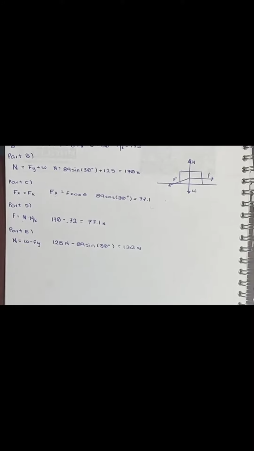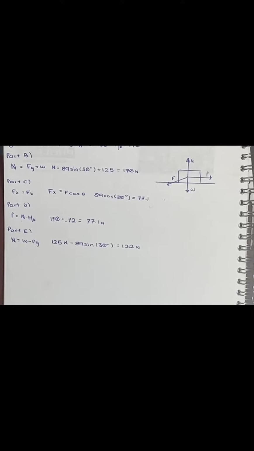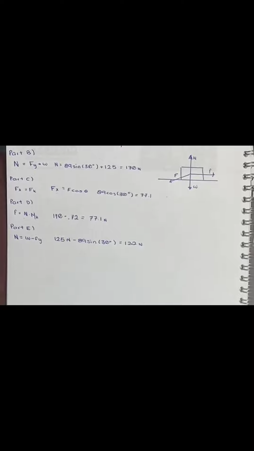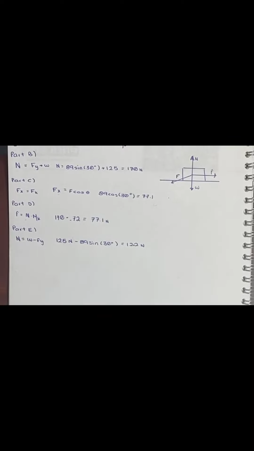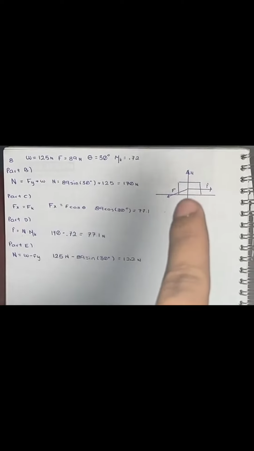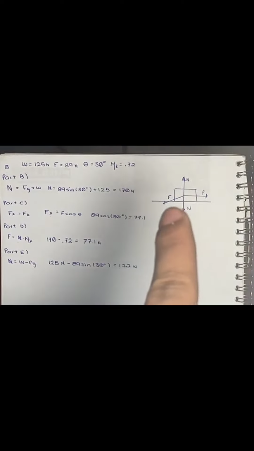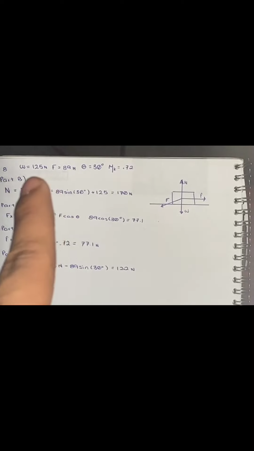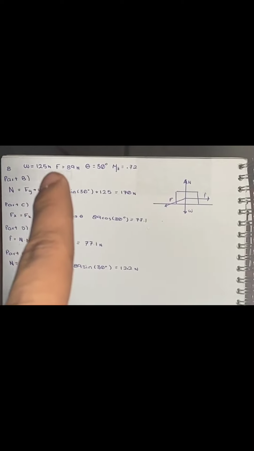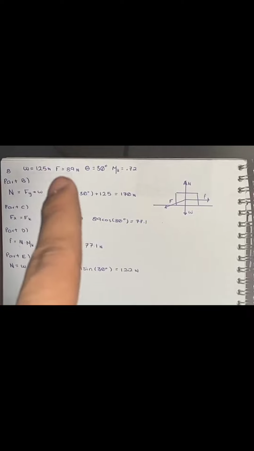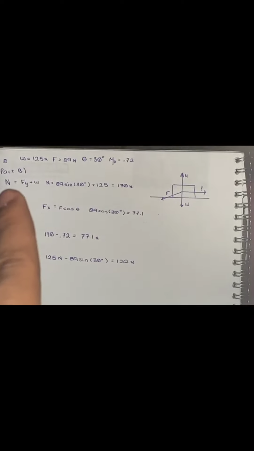This is problem 8 of Mastering Physics. First part, we have part A, which is to graph the direction of the vectors. We have here the normal force going straight up, the weight straight down, friction horizontally, and this is the force. We have the data that the problem gives us: weight, force, the angle, and mu. For part B, we have the normal force.